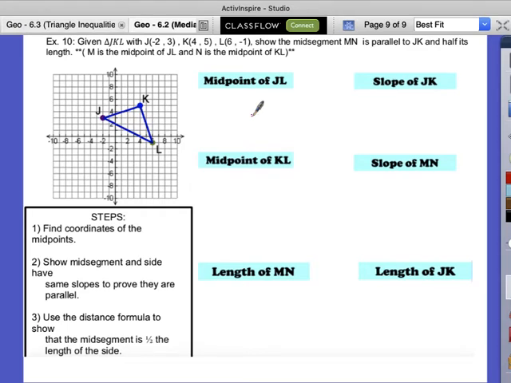Okay. So the midpoint of JL, I would take negative 2 plus 6 divided by 2, comma, what? Negative 2 plus 6 divided by 2, and then what would be my y? For JL, 3 plus negative 1, thank you, Clyde, divided by 2. Is this the same thing we did on the other side?